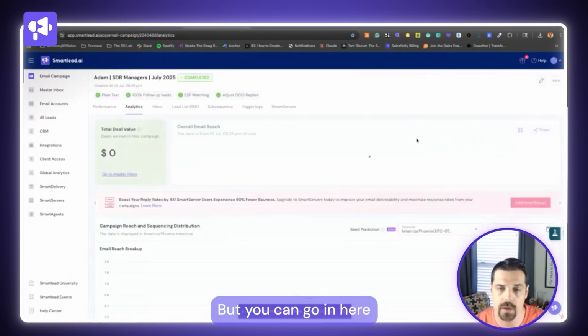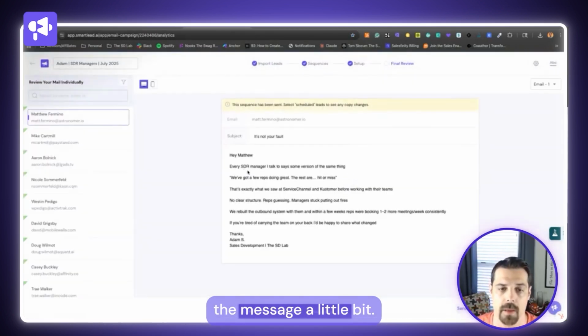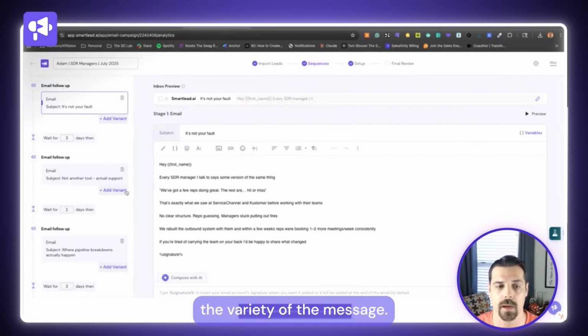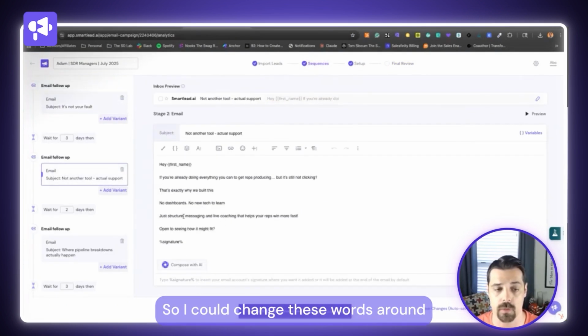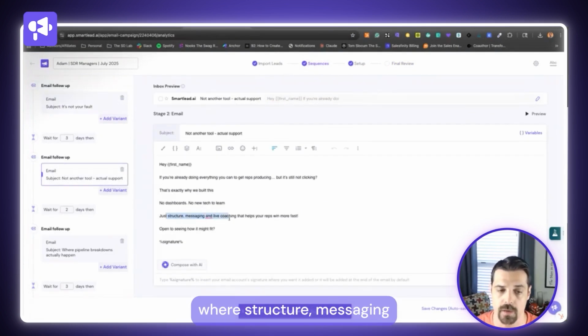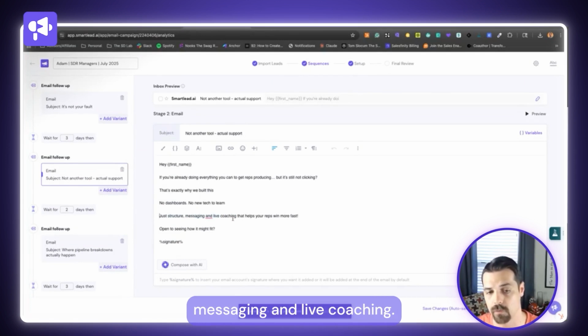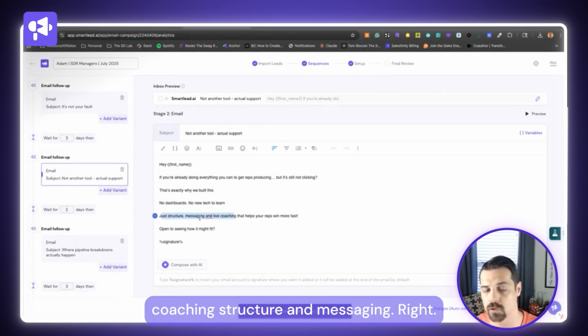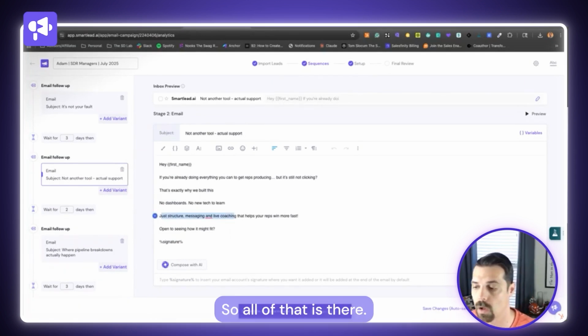But you can go in here and use spin tax to randomize the message a little bit. It'll change up the variety of the message. So I could change these words around so that structure, messaging, and live coaching could be rotated through here. That way, every time it's structure, messaging, and live coaching, but it could be just live coaching, structure, and messaging, right? So all of that is there.